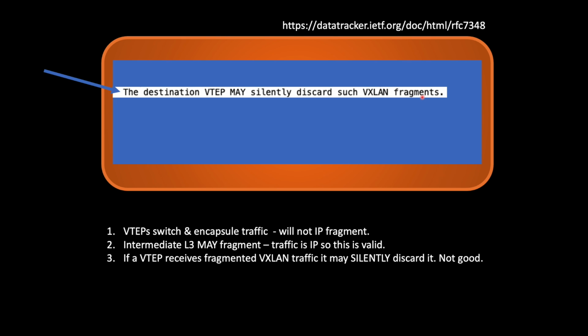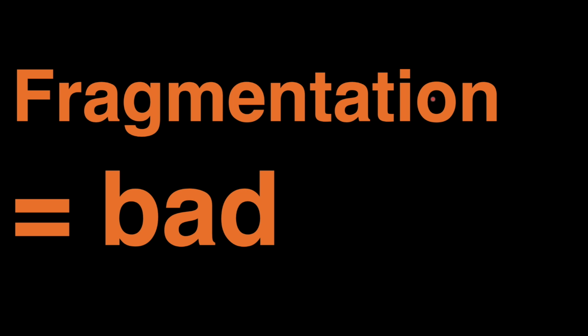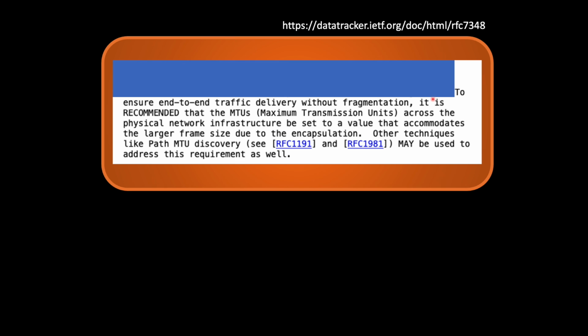We can on the intermediate routers, but then when it's on the receiving VTEP, it might just dump those fragments. So I think the conclusion that we can draw from that is that fragmentation in VXLAN is a bad thing. So how to solve it? Well, there are some suggestions here.